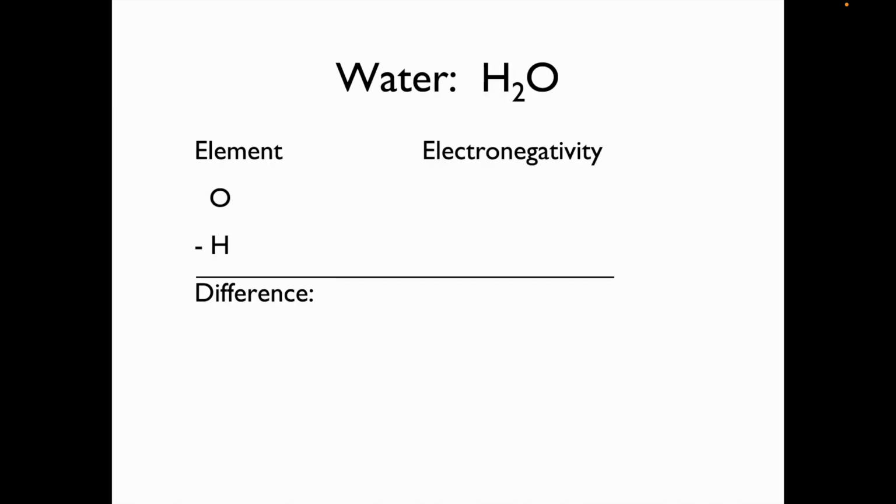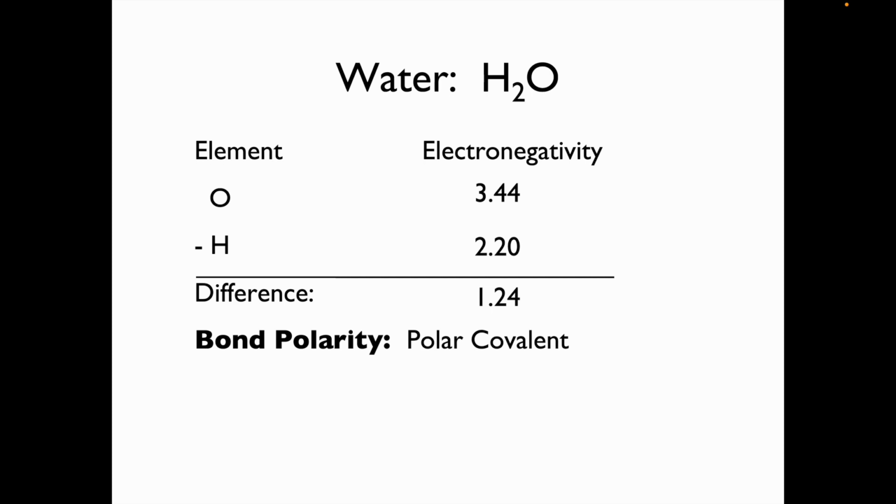Let's look at some examples, okay? Let's look at water. The electronegativity of oxygen is 3.44, and the electronegativity of hydrogen is 2.20. The difference is 1.24. So that difference tells us that it is a polar covalent bond. So the bond between hydrogen and oxygen is polar covalent.